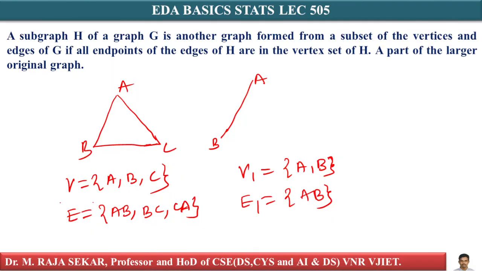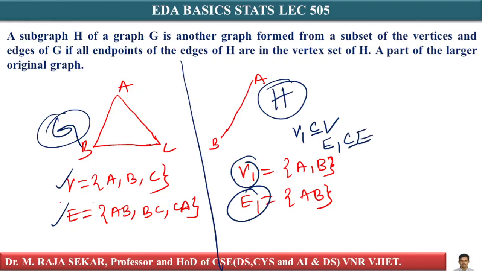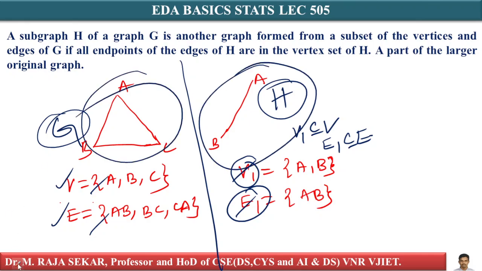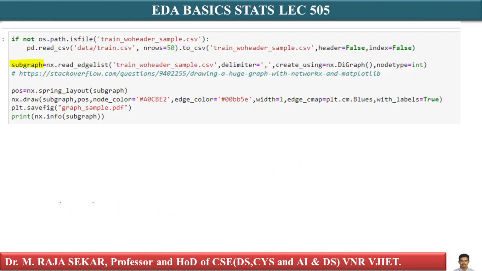Now you want to visualize a graph. What is a subgraph? Let me say this is my graph G, and this H is my subgraph. What is a graph? A set of vertices and a set of edges. When can I say H is a subgraph of G? If V1 is a subset of or equal to V, and E1 is a subset of or equal to E. Therefore, this H is a subgraph of this graph G. This is a simple definition. You can easily create subgraphs.